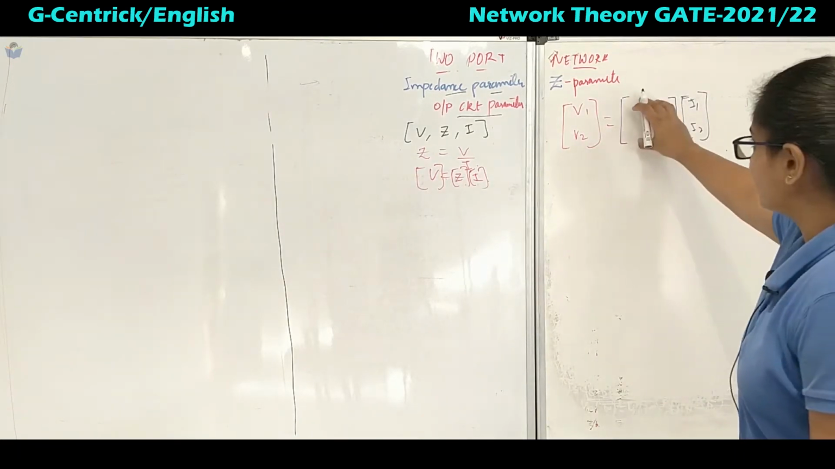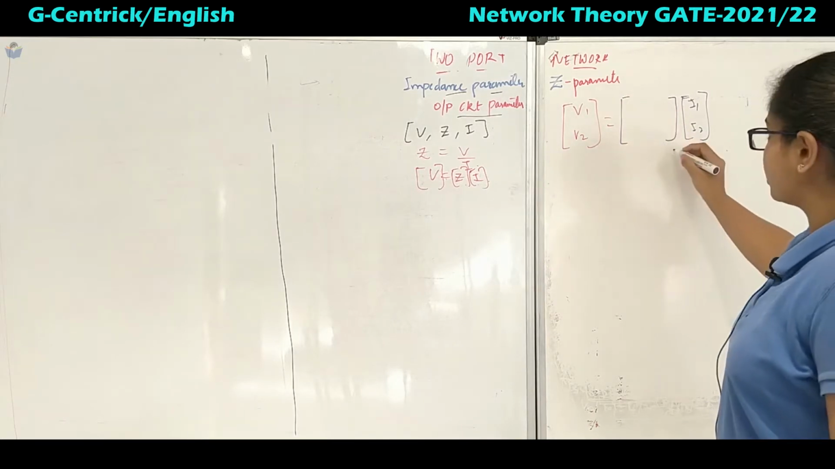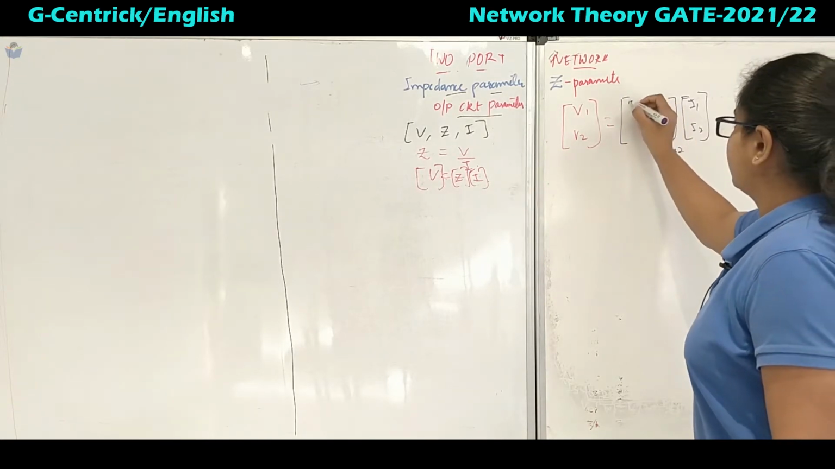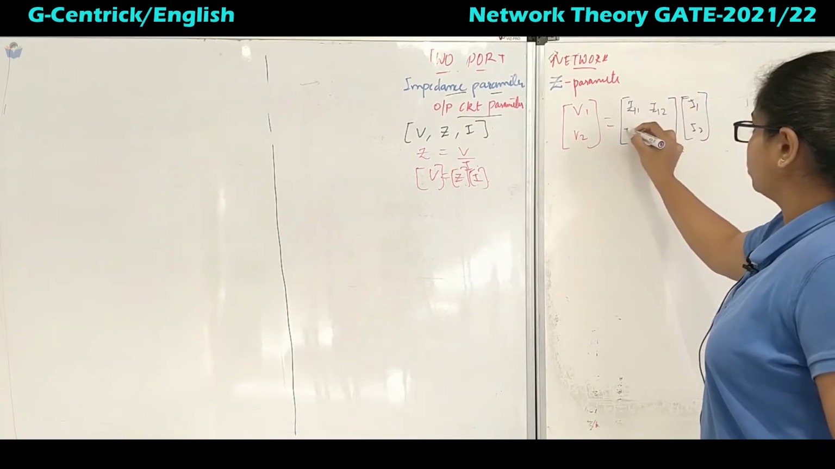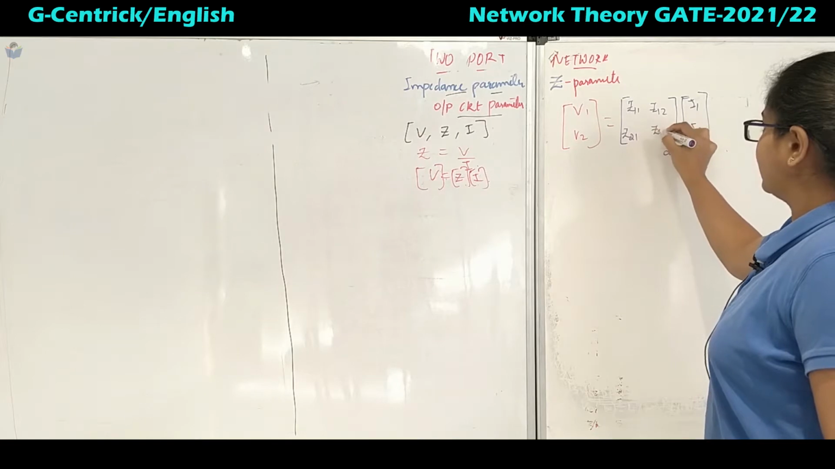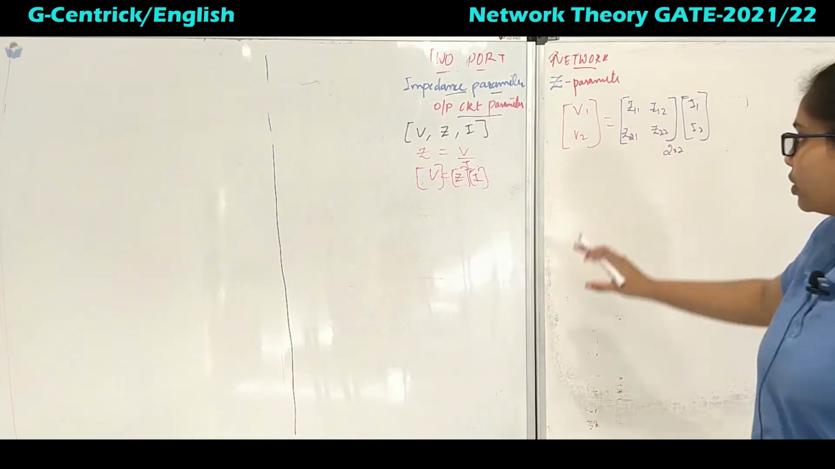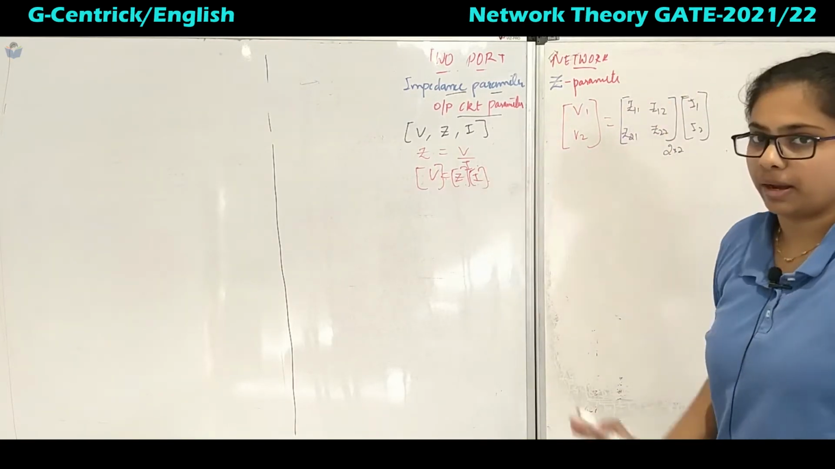Since it is a 2 cross 2 matrix, this will be Z11, this will be Z12, this is Z21 and this is Z22. So these are the 4 parameters for the Z parameter.